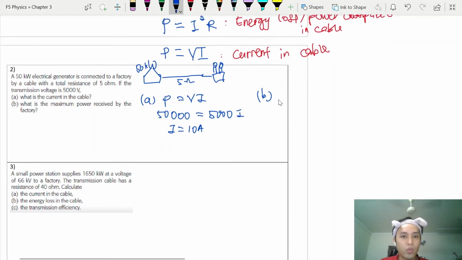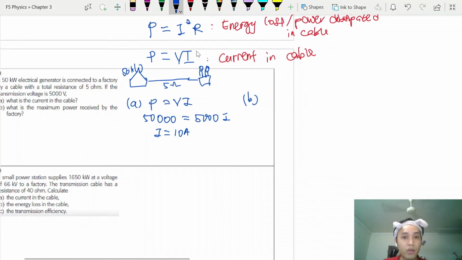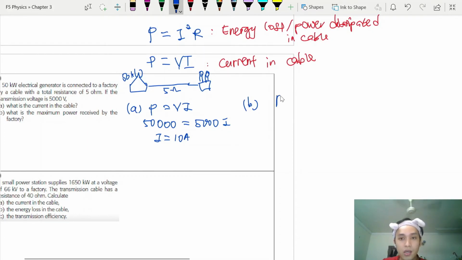Now, when the power is transmitted in the cable, some will be released as heat, meaning some of the 50 kilowatts power will be dissipated as heat energy, meaning not all 50 kilowatts will reach your factory. So we need to calculate the power loss. Then only we can know how much power is received by the factory. So to calculate the power loss, we are going to use this formula, P equals I squared R.